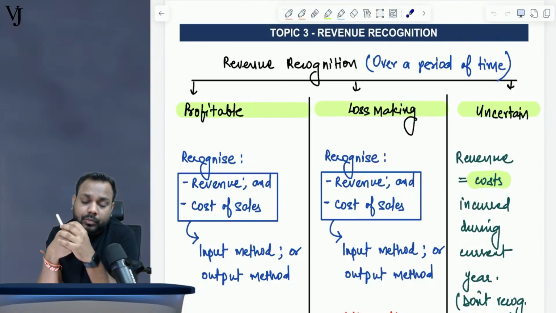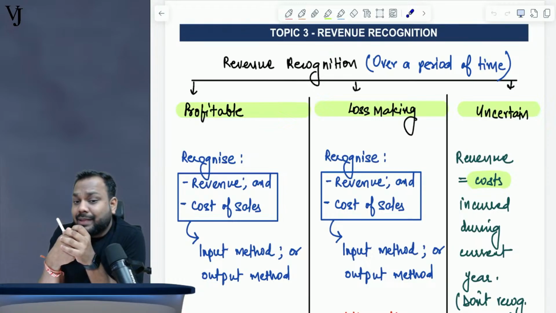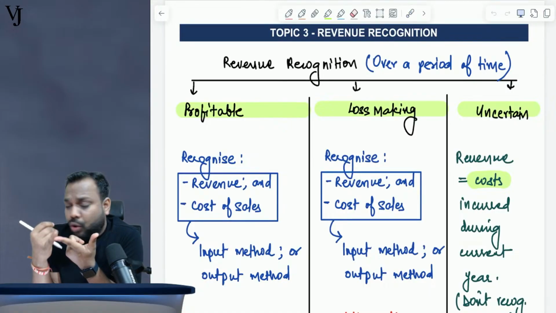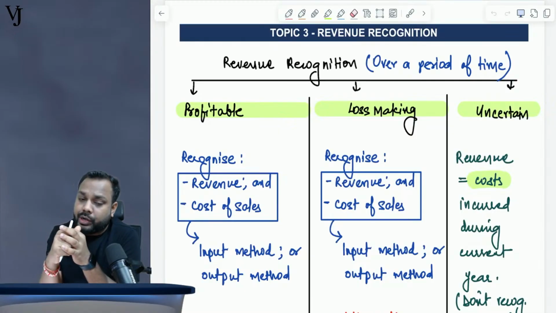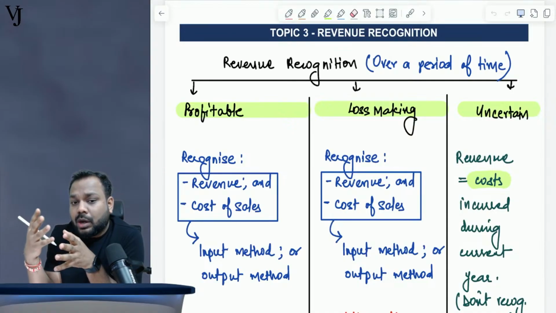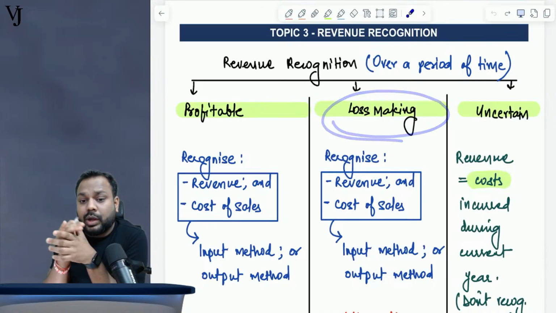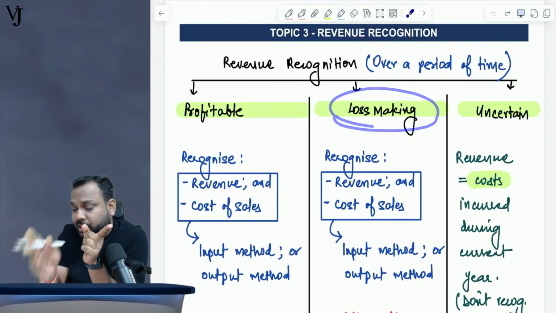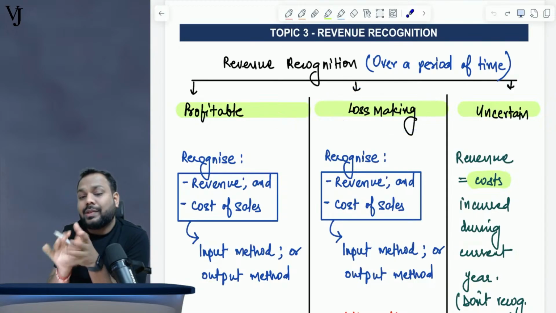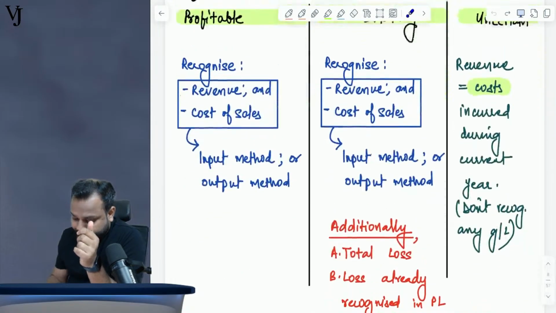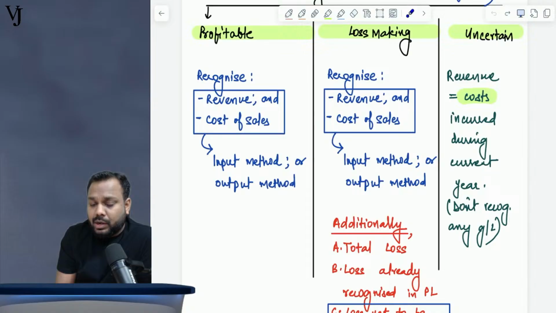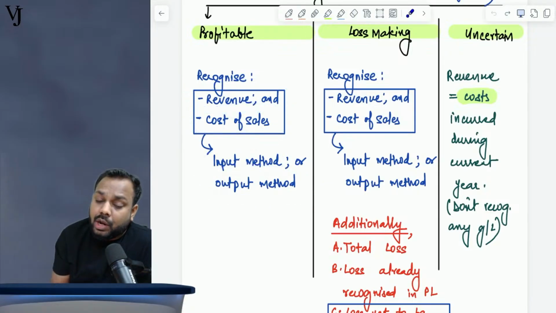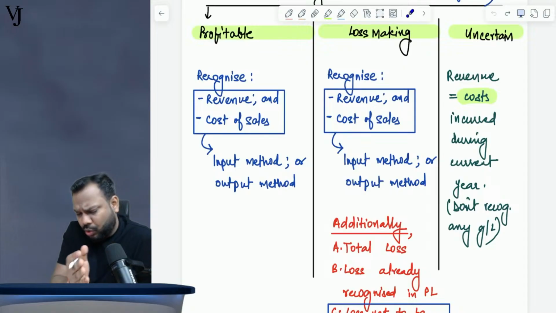Now comes the question, how will we recognize revenue? FR students, you should expect a question from this either in your section A, section B or section C. SBR students, you can expect a question particularly from this one in your section A, question number 2 on ethics, or question number 3. Now understand, if the contract is a profitable contract, what do we do? We recognize revenue and cost of sales as per the input method or output method. You will ask me, sir, how to compute revenue and cost of sales as per the input method or output method? Don't you worry, I am there to help you out.